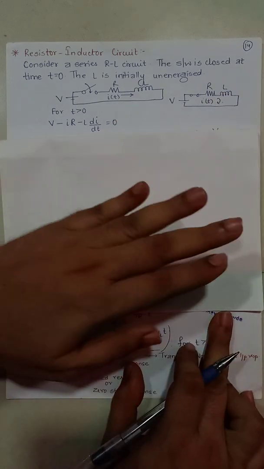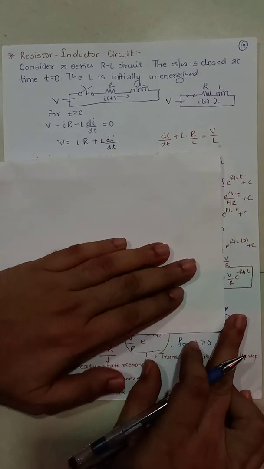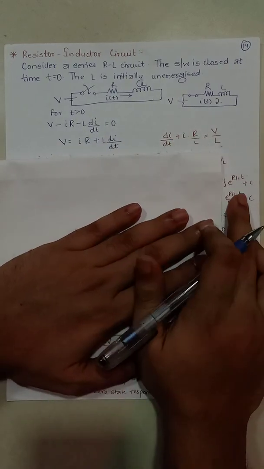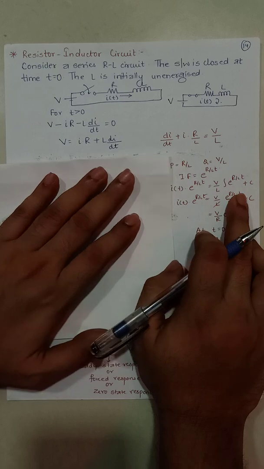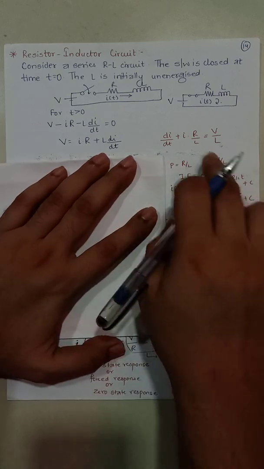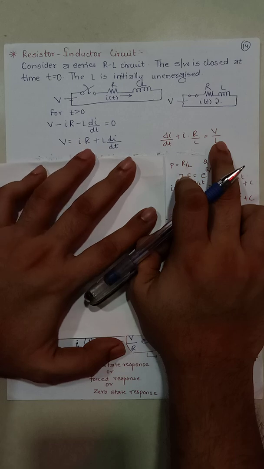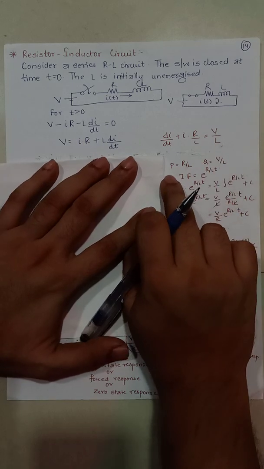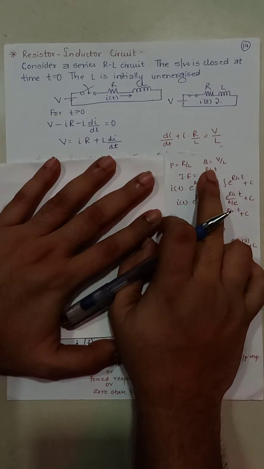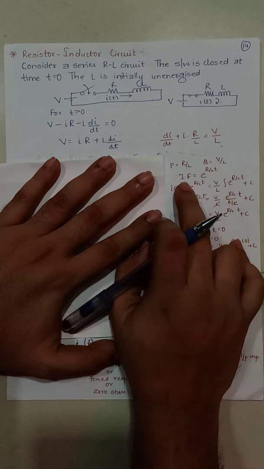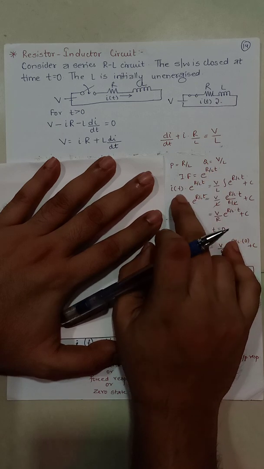Writing in the standard form, you will get di by dt plus i into R by L is equal to V by L, that is, rearranging these terms. So we'll get P as R by L and Q as V by L. The integrating factor is e raised to R by L t.